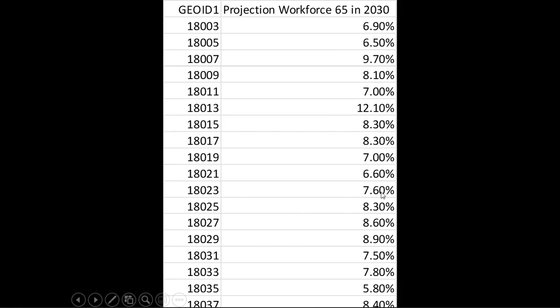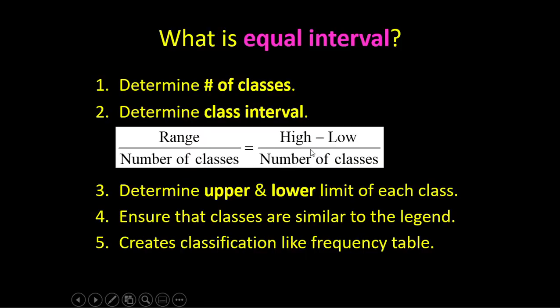So you can see how you have different counties with higher values. 13 has a 12.10. And so naturally, we want to group those higher numbers together and separate them from the lower numbers. So there's a few different ways to do that. Let's go ahead and start with the first one called equal interval.